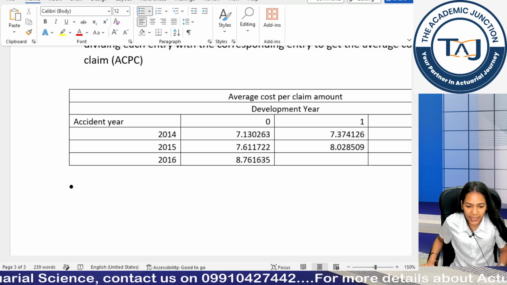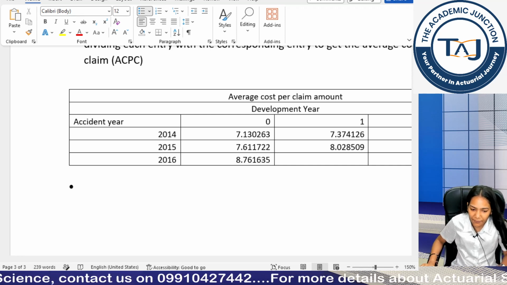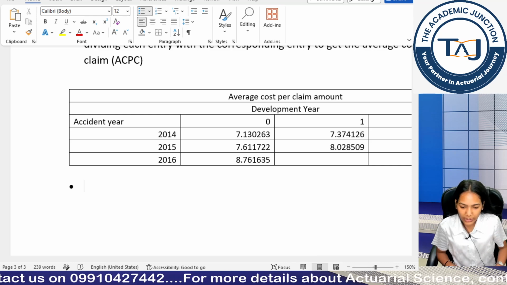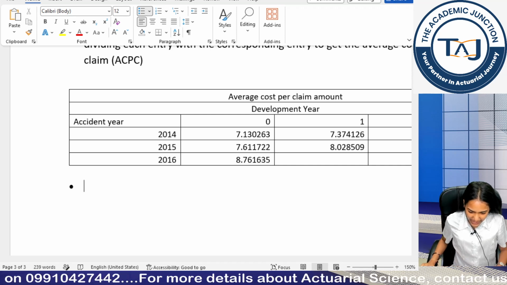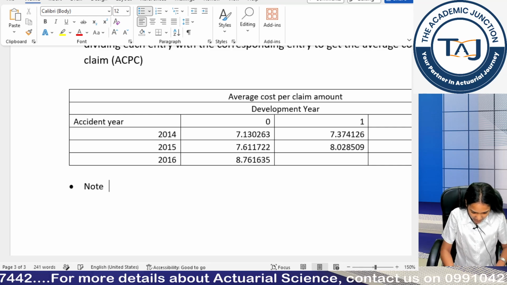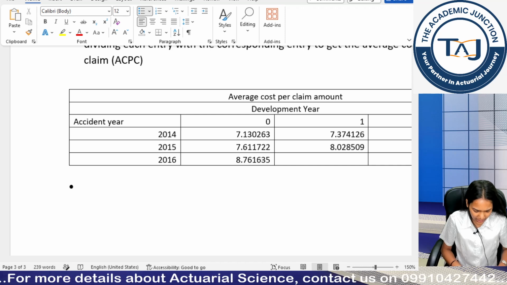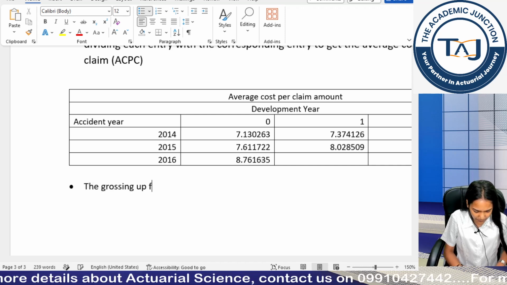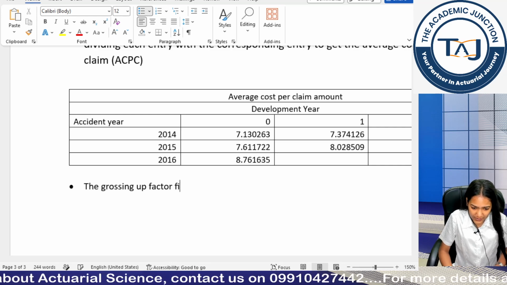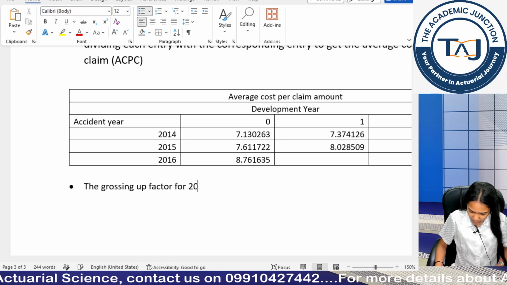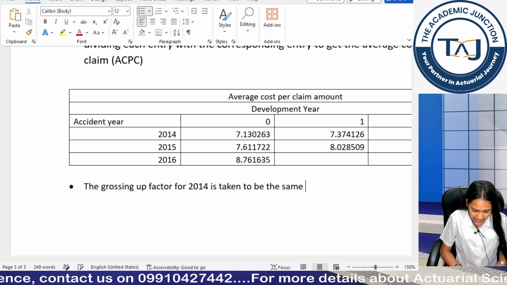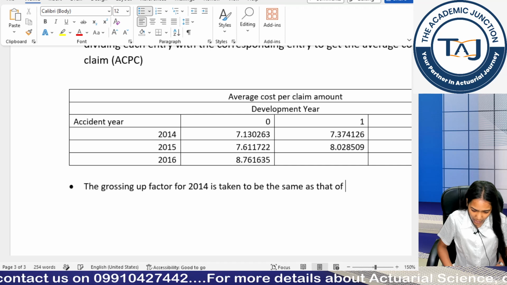So what is my next step? My next step would be calculating the grossing up factors. So I have to write everything regarding the grossing up factors. How did I calculate the grossing up factors? Okay. So my years are 2014, 15 and 16. So I am writing the statement. Note that the grossing up factor for my first year, basically 2014, is taken to be the same as that of earlier years.